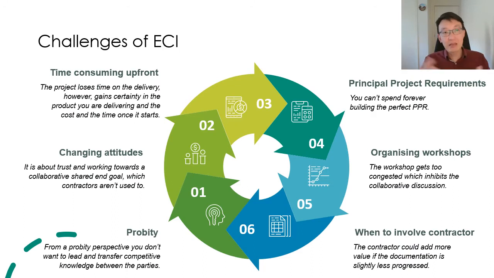We also asked the interview participants their opinion concerning the challenges of implementing ECI. The challenges identified can be classified into 6 categories, as you can see here. And under each category, there is an example of a statement from the interview participants. The first challenge is probity. So probity means acting with integrity, fairness, and honesty.